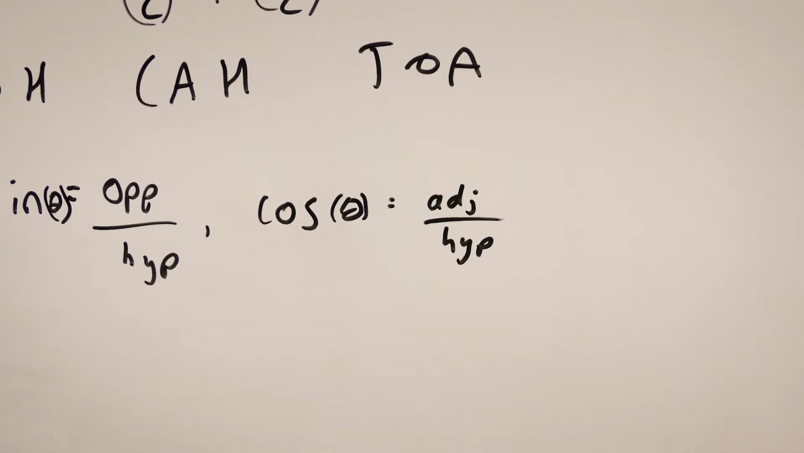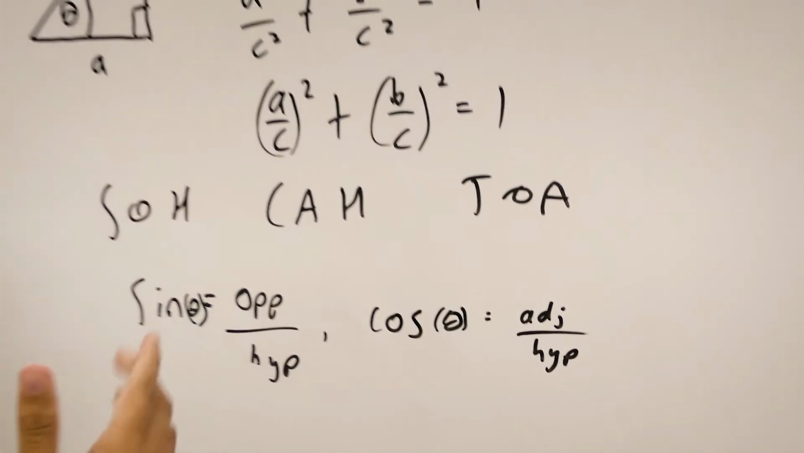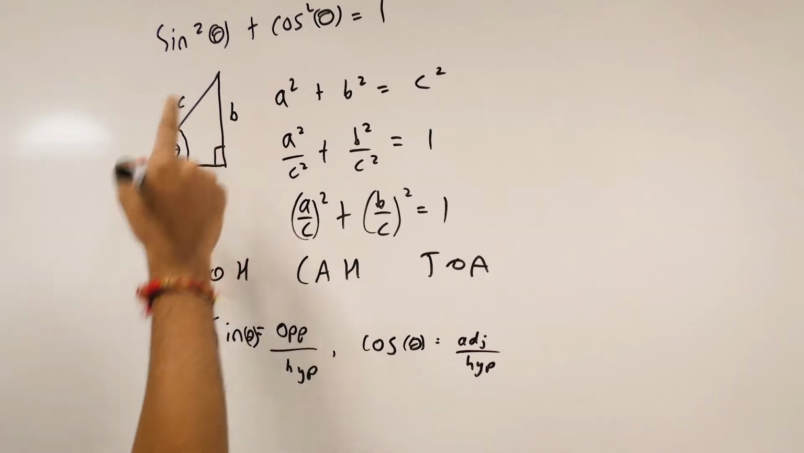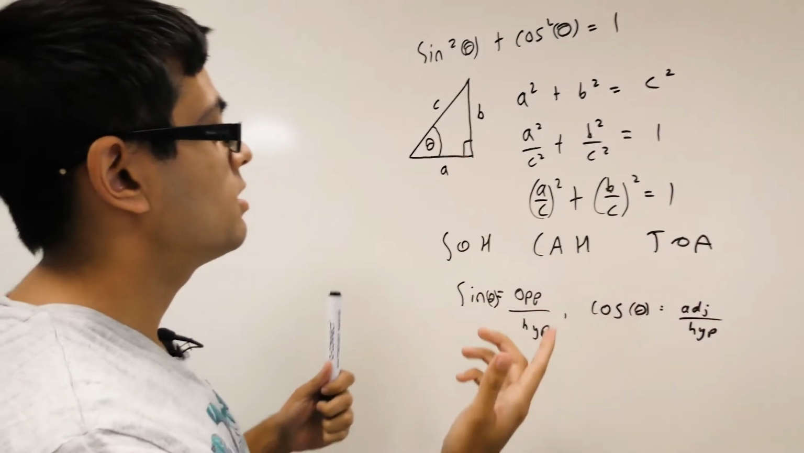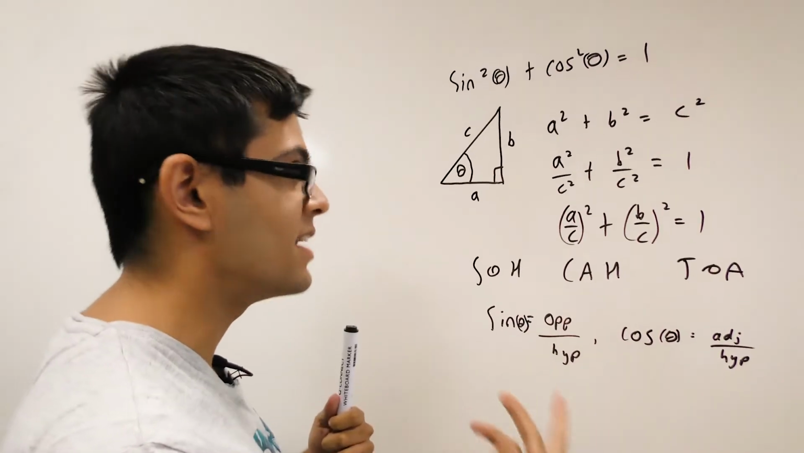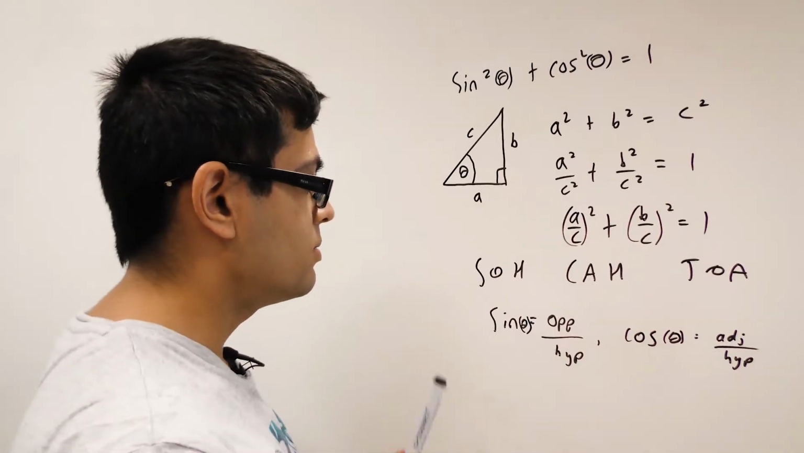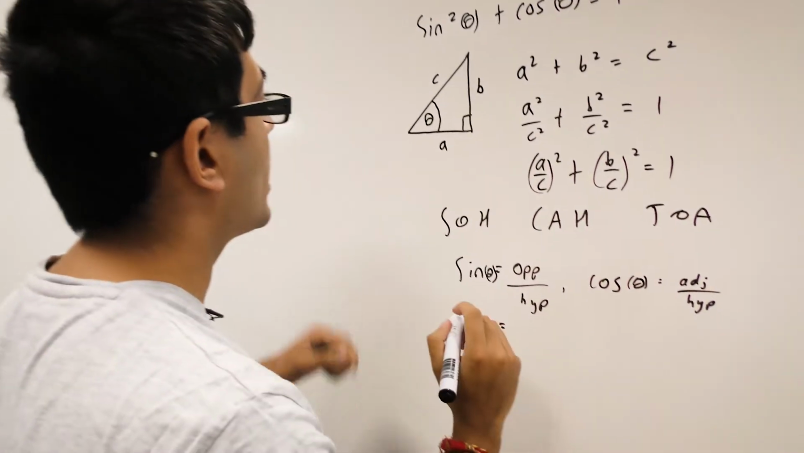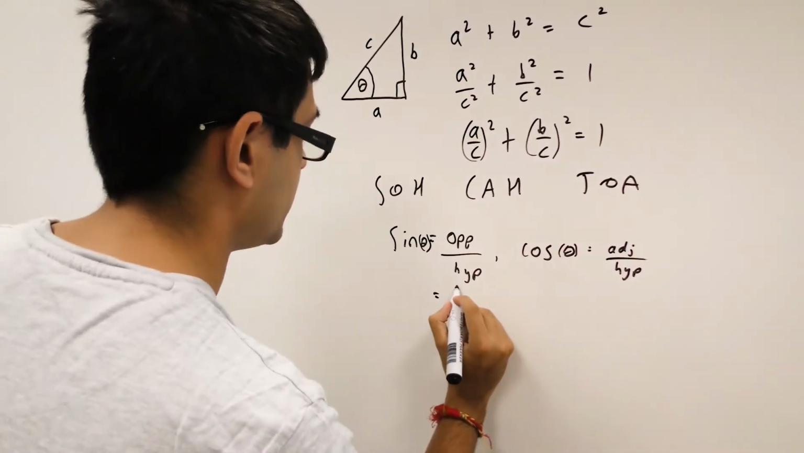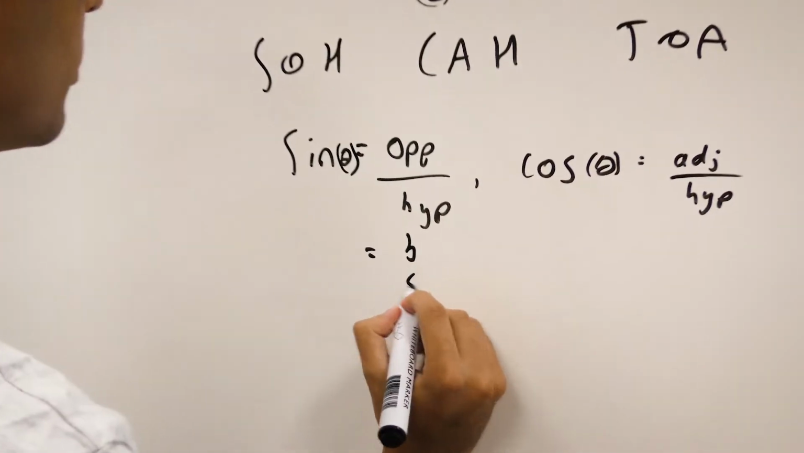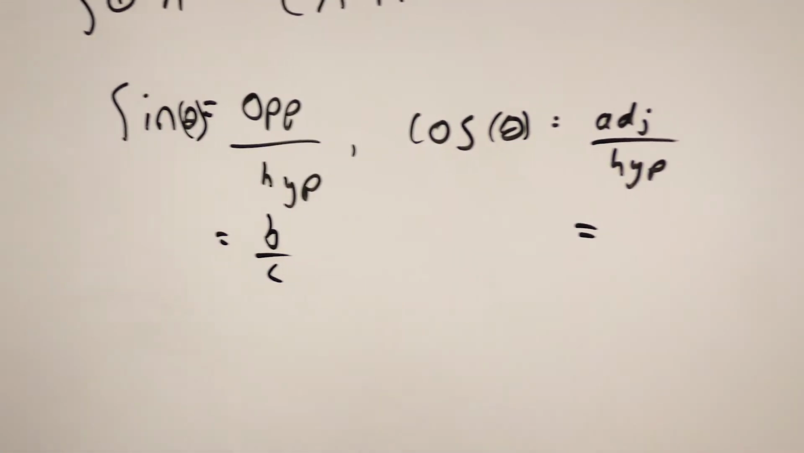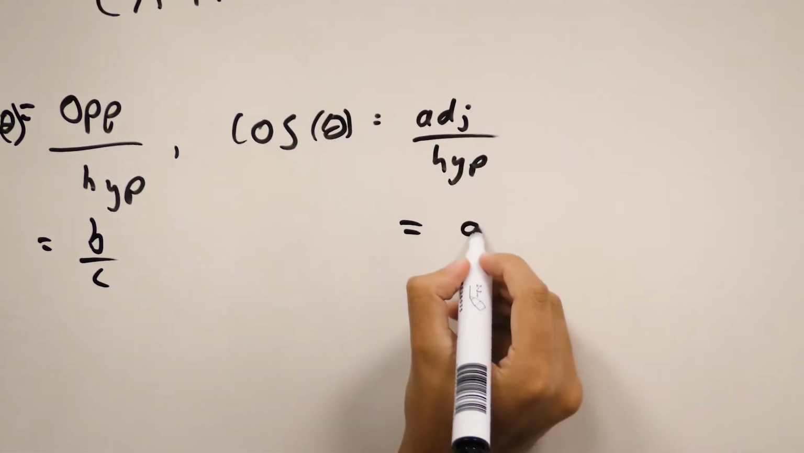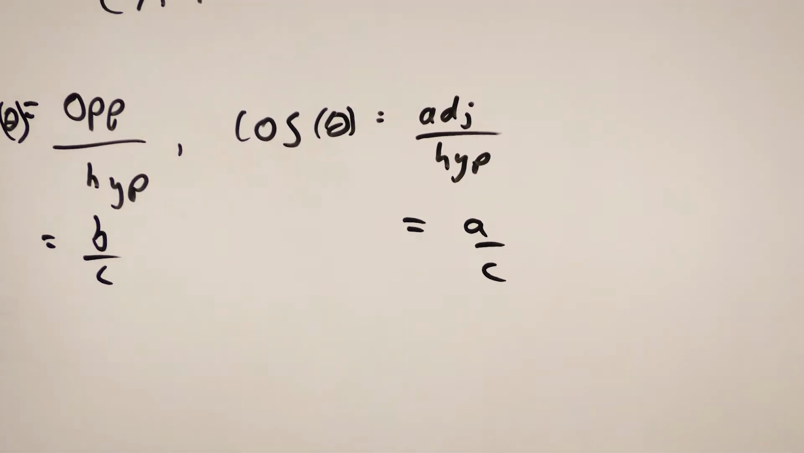So now we have to identify on here our hypotenuse, which is C, our adjacent side, which is A, and our opposite side, which is B. So now we can write sine as the opposite, B, over the hypotenuse, C. And we can write cosine as the adjacent, A, over the hypotenuse, C.